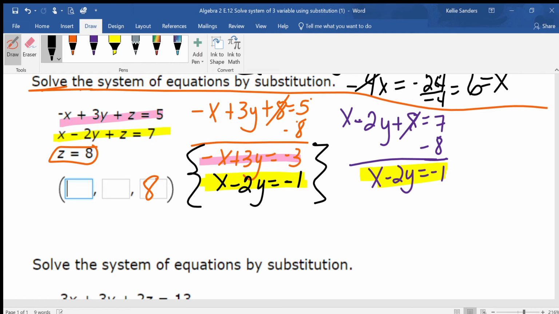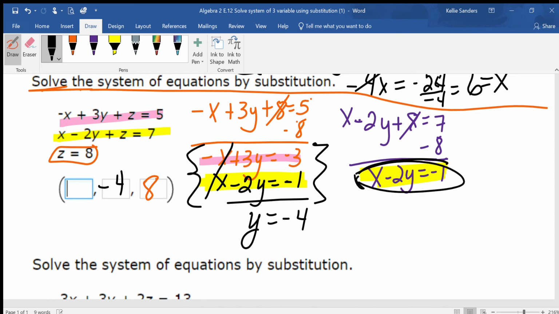Aren't they lovely? They did it to us again. Negative x plus x cancels out. 3 minus 2 is 1y. Negative 3 minus 1 is negative 4. So our y is negative 4. The only thing left to find is x. I'm going to use this one just because there's room underneath it.